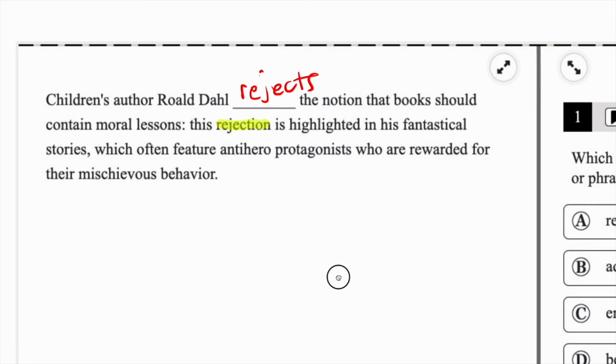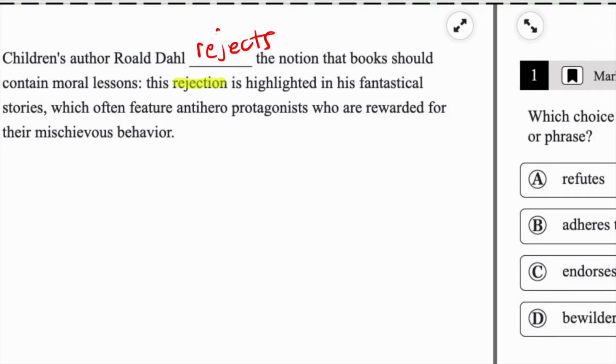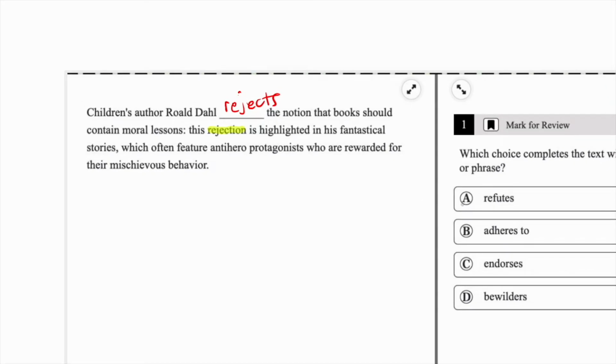And so when it comes time to look at the answer choices, we know exactly what we're looking for. And so refutes. Refutes and rejects are pretty close synonyms. Adheres to, sticks to, doesn't really make sense here. Endorses, that would mean that he supports it. And then bewilders, confuses, doesn't make a whole lot of sense here. But again, if you're proactive on these, you'll know what to look for, and the fact that you might not know one or two of the words won't really matter.